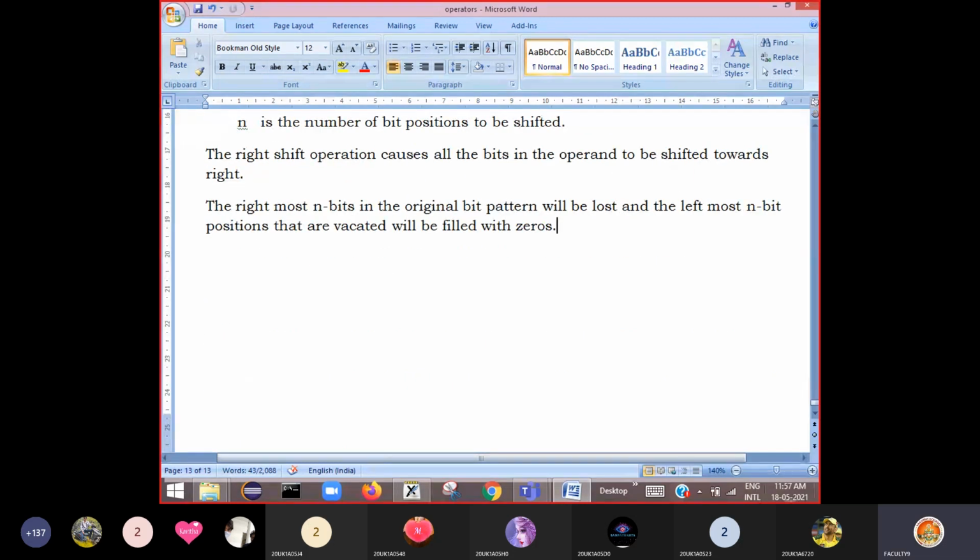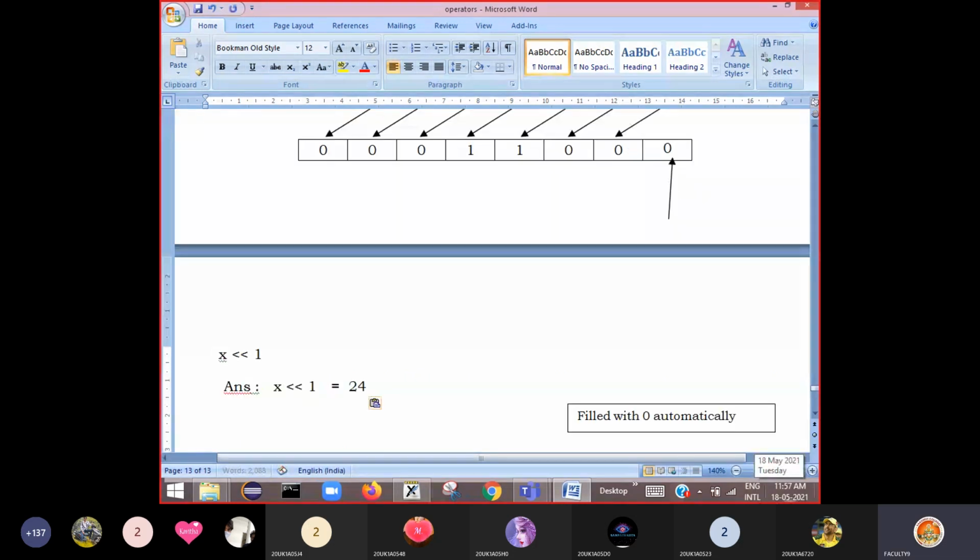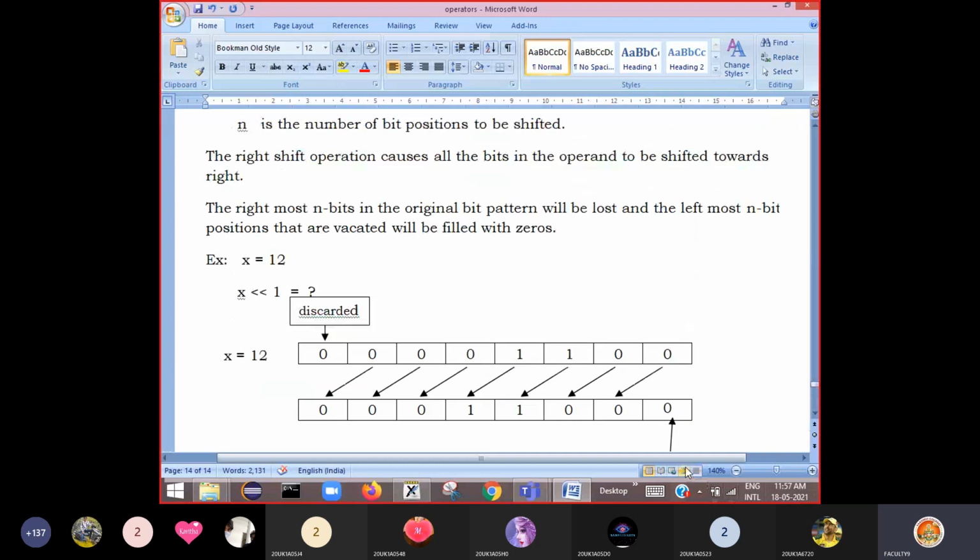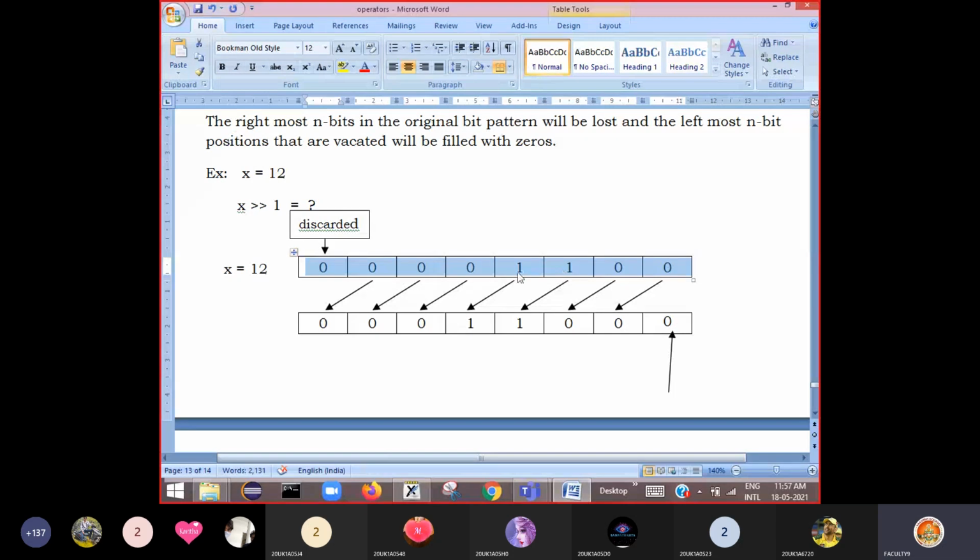I'll just copy this here. Okay, example, and we'll see what happens. Now x is equal to 12, and if I perform x right shift 1, what is the answer I will get here? First I'm representing 12 in binary form. This is the binary representation for 12. I'm using 8-bit positions here. This is called 8-bit representation.